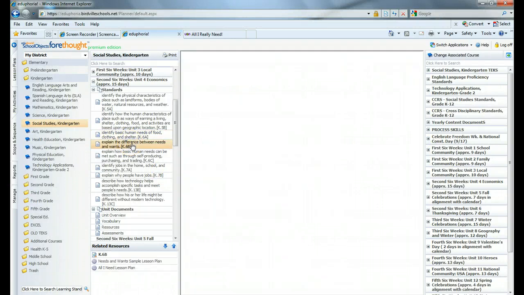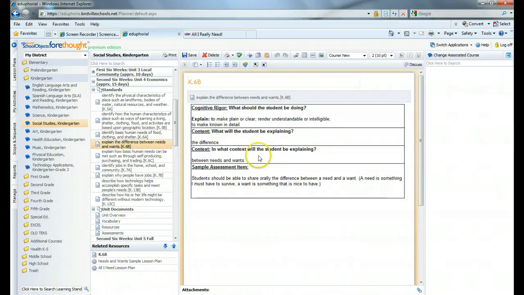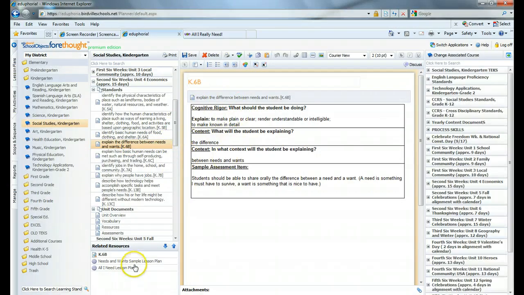But then we're going to go talking about the difference between needs and wants. We have to make clear, and I have 2 different lessons here for you that you can use: an all I need lesson plan and a needs and wants sample lesson plan. That should help you out. Now, these are not lessons that you have to use, but they are here and they're available for you. So if that's something you want to use, great. I've tried to add those in when I see fit. I know in kindergarten you are without a textbook. So when I see lessons that can go along, I've tried to include those with you as well.